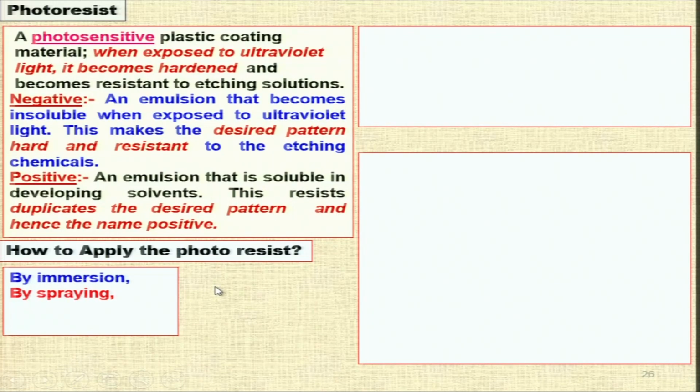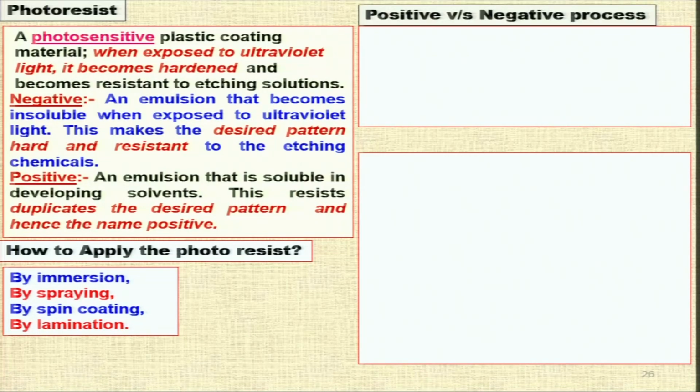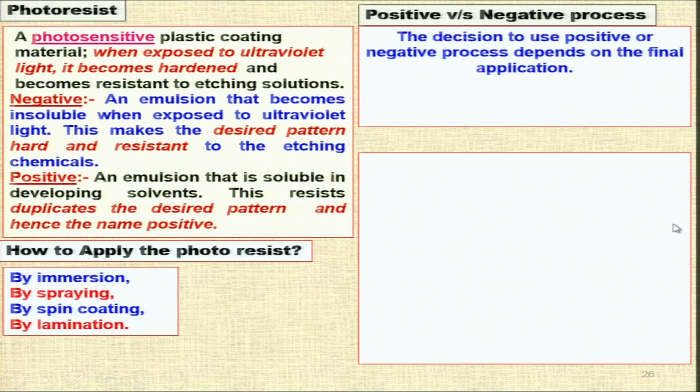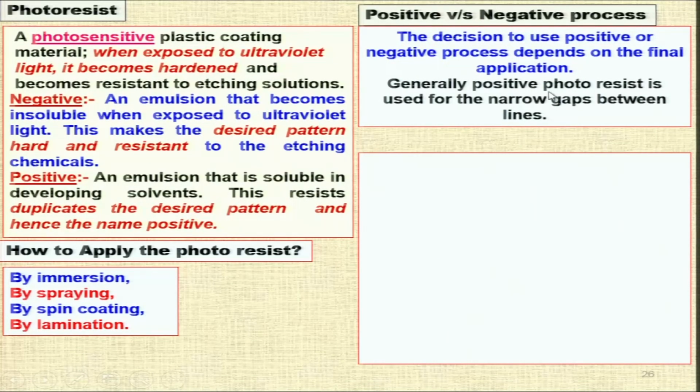How to apply the photoresist? By immersion, by spraying, by spin coating, or by lamination. Positive versus negative processes: the decision to use a positive or negative process depends on the final application of the product. Generally, positive photoresist is used for the narrow gaps between the lines.